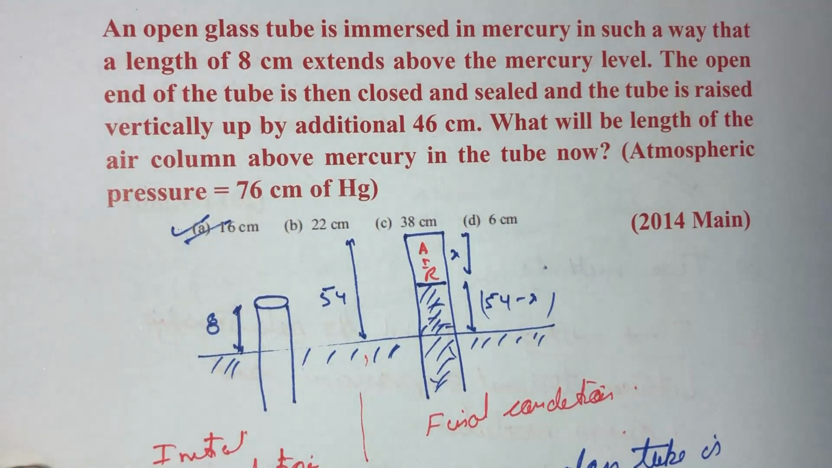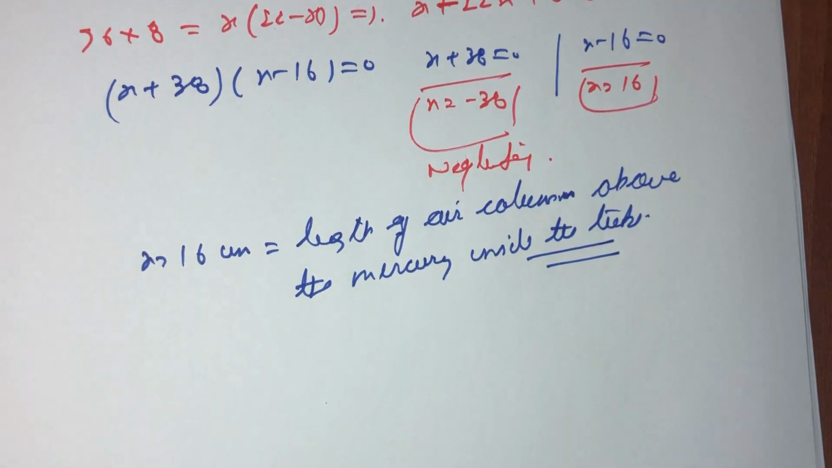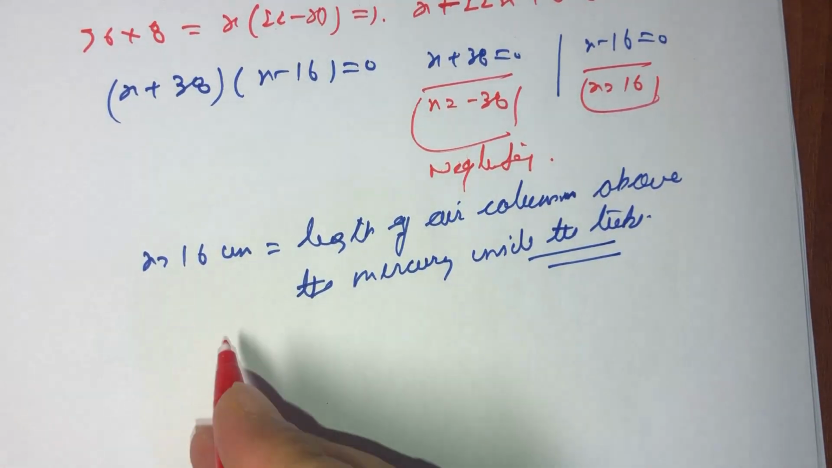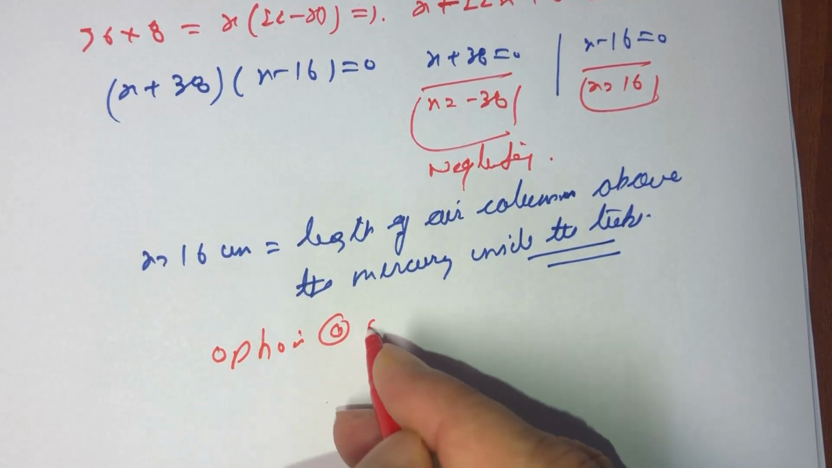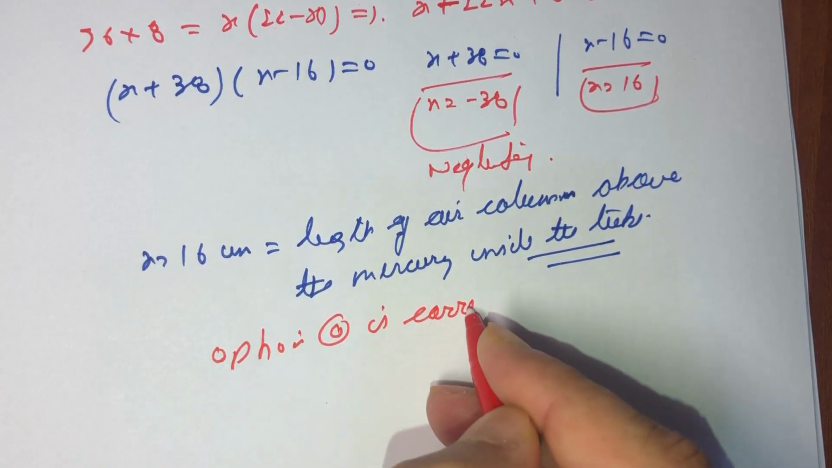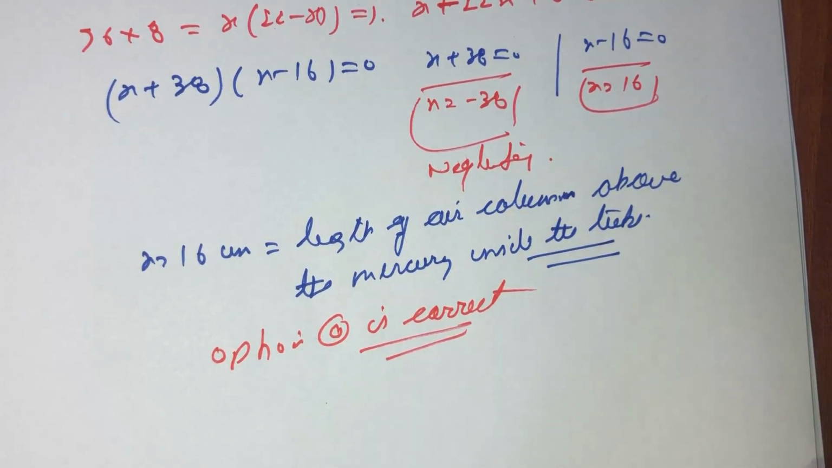So the options that are available to us, option A is the correct option. So we can say option A is correct. So this completes the question.